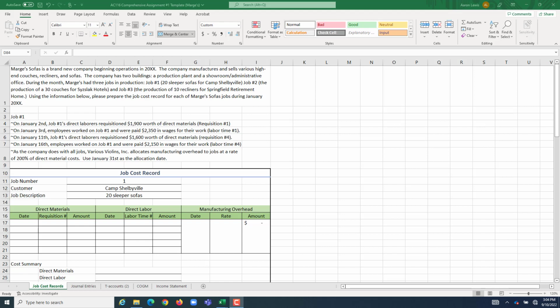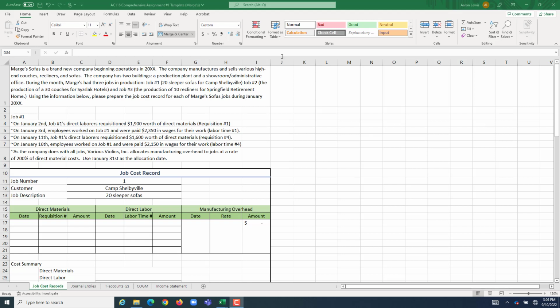We are a company, Marge's Sofas. They are a brand new company beginning operations in the year 20XX. They are a company that specializes in making custom order furniture, which means they're going to use job order costing to do so. They're going to keep job cost records for each specialized group of products that they produce.